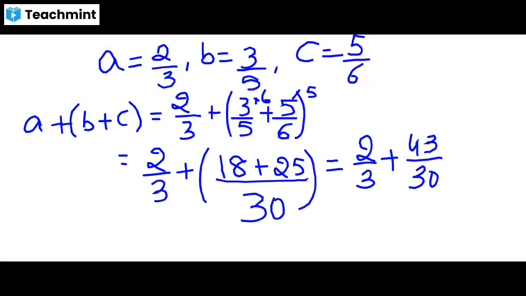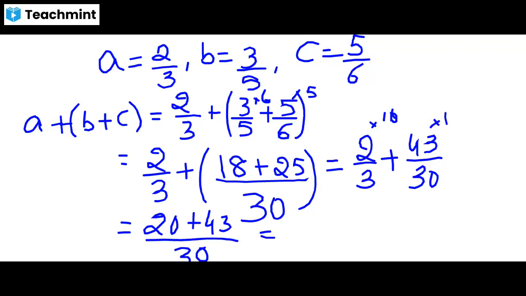How you will add these two? Again take LCM of 3 and 30. What do you get, LCM of 3 and 30? 30, ma'am. So this you should multiply with 10, and this with 1. So what you get? 20 plus 43. What is 20 plus 43? 63, ma'am. 63 by 30, ma'am.